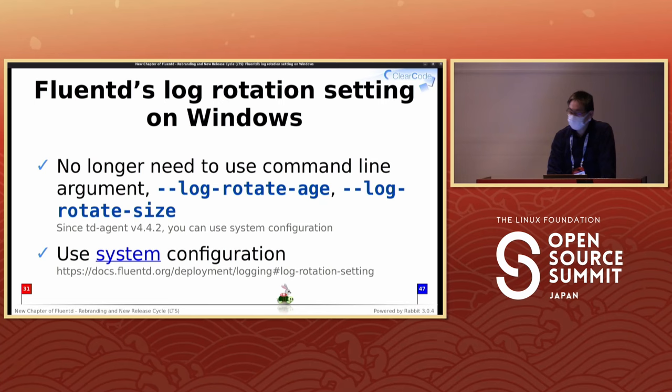On Windows, there's one more thing for you. It is not limited to the Fluentd package change. Since td-agent version 4.4.2, the system directive has been supported. So you need not customize command line arguments for log rotate configuration. Just use the system directive in the Fluentd configuration. This should make your system maintenance easier because there is no need to fix log rotation options via the command line.